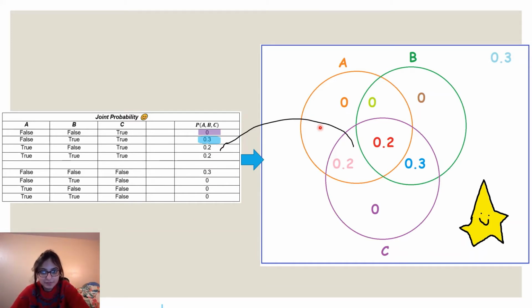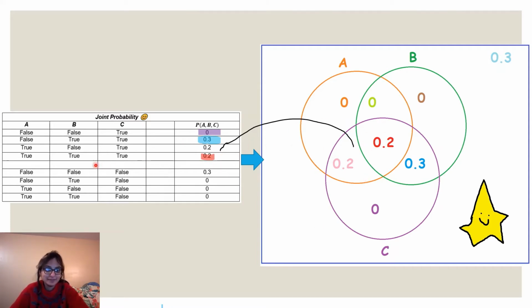From here, this point 2 is basically A intersect with C, but it does not include B. So this is the part of A and C, but B is not included here. If B was included, it would have been this red part here, which is A is true, B is true, and C is true. So this part of the circle falls within all 3 circles. And this is this point 2 here.